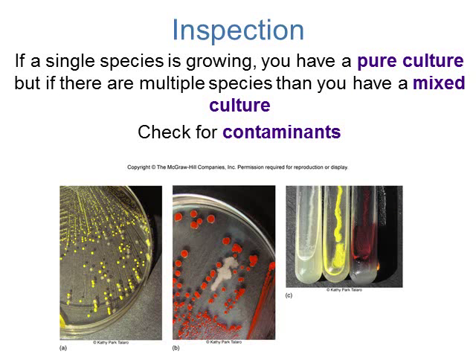So after isolation, you can also do inspection. So if you have a single species growing on your plate or on your slant or in your agar, that's called a pure culture. So all of the colonies look the same. But if there's multiple species, then you can have a mixed culture. And with mixed cultures, usually we want to isolate out the different species of bacteria. Other times you can have something called contaminants.